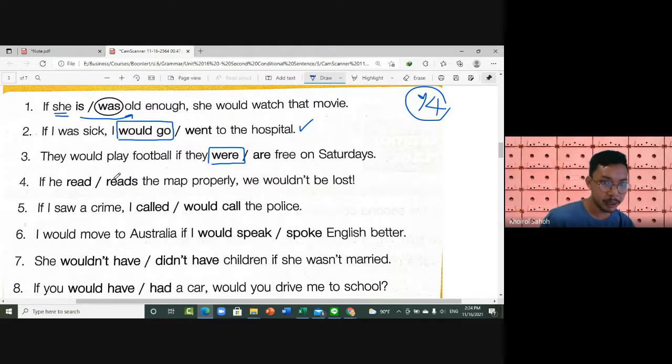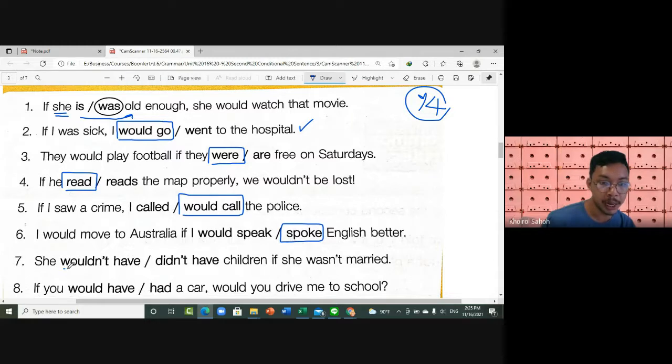If he read the map properly, we wouldn't be lost. If I saw a crime, I would call the police. I would move to Australia if I spoke English better. She wouldn't have children if she wasn't married.